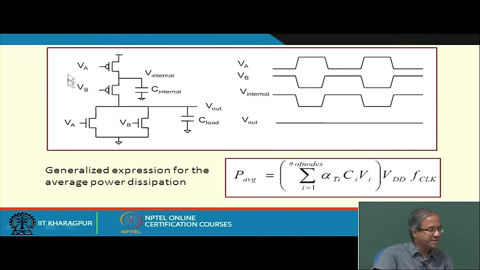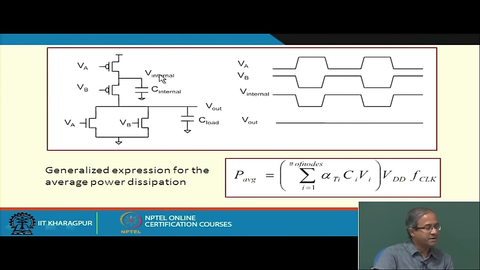So, whenever the inputs are changing, it is not only this load capacitance which is charging and discharging, but also this C internal which is charging and discharging. Like for this example, this is a 2 input NOR gate. Let us say V A and V B, the 2 inputs, are changing like this: V A is going from 0 to high, V B is going from high to low.